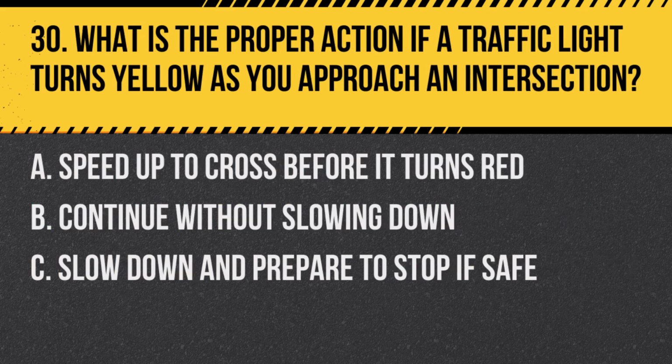Question 30. What is the proper action if a traffic light turns yellow as you approach an intersection? A. Speed up to cross before it turns red. B. Continue without slowing down. C. Slow down and prepare to stop if safe. Answer C. Slow down and prepare to stop if safe. A yellow light signals that the light is about to change, so you should prepare to stop.